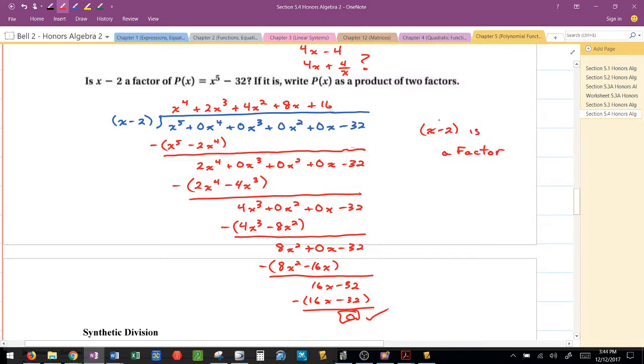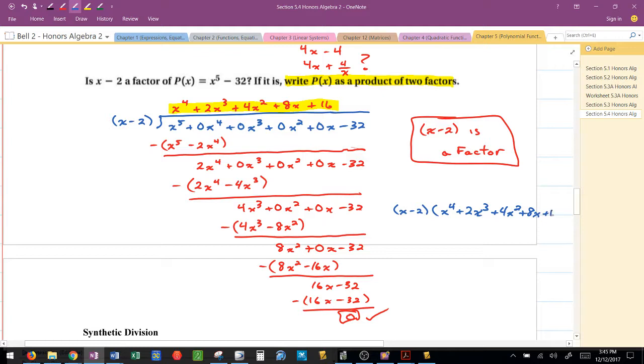Now, if x minus 2 is a factor, what's left? Well, what's left is this whole quotient right here. All right? So notice in the question it says write it as a product of two factors. Well, off to the side here, I'm going to write this. This is x minus 2 times x to the fourth plus 2x cubed plus 4x squared plus 8x plus 16.